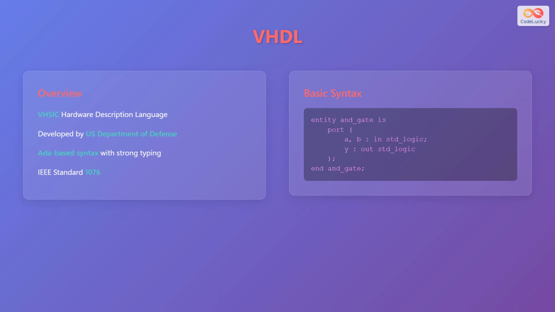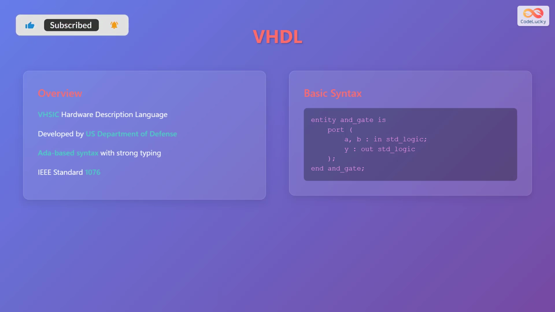Now let's discuss VHDL, which stands for VHSIC Hardware Description Language. It was initially developed by the United States Department of Defense. It uses an Ada-based syntax with strong typing. Also, it is an Institute of Electrical and Electronics Engineers, or IEEE, Standard 1076.